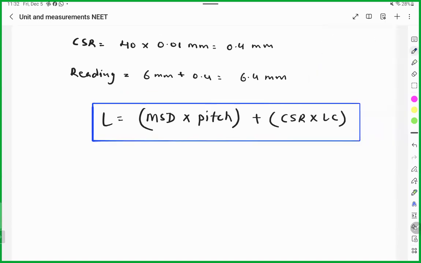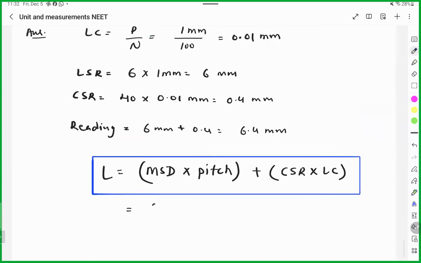According to the question, what is the number of main scale division? 6. What is one pitch length? 1 millimeter. Okay. Plus, what is the circular scale division? 40. What is the length of one? 0.01. Done. Yes or no? Direct formula based question.